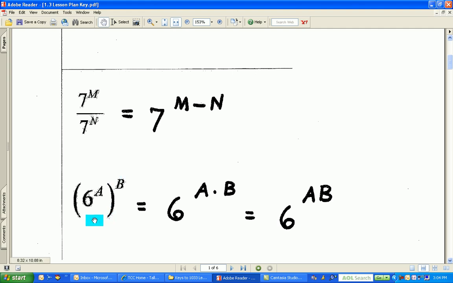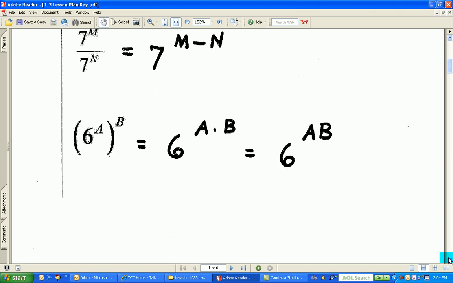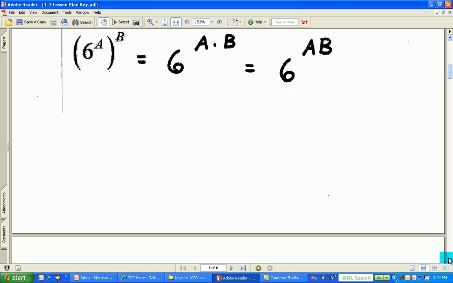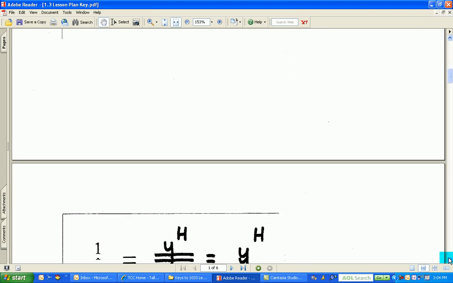In this next example, 6 to the a raised to the b power, the pattern says when you have a power on the inside and a power on the outside, you leave the base the same, so the 6 remains unchanged. And to get the new exponent, you multiply. So a times b is written as ab, and you really don't need to put the dot. All right, let's move on. Let's scroll on down here to your next page of problems.